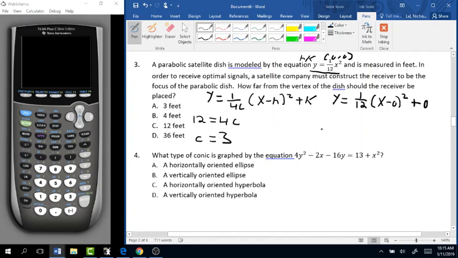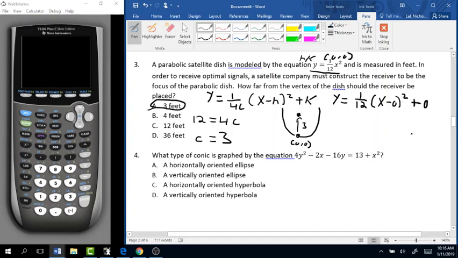So now we have a vertex at 0, 0 and a focal length of 3. So we go 3 feet, and then we have our focus, and then we have our parabolic dish. So it's not a trick question. If the receiver is placed on the focus of the parabola, and the focus is 3 feet away from the center, and it's the distance from the receiver to the center, or the vertex, the answer is 3. All right.